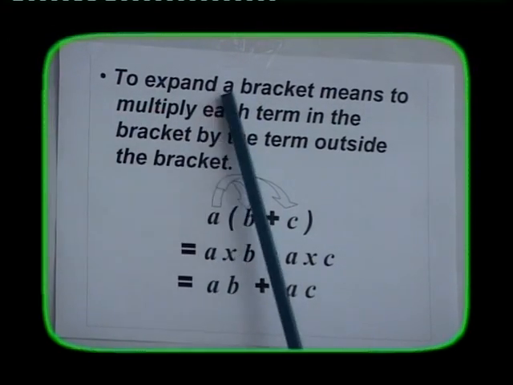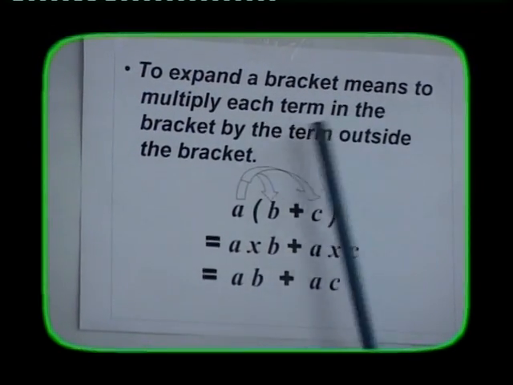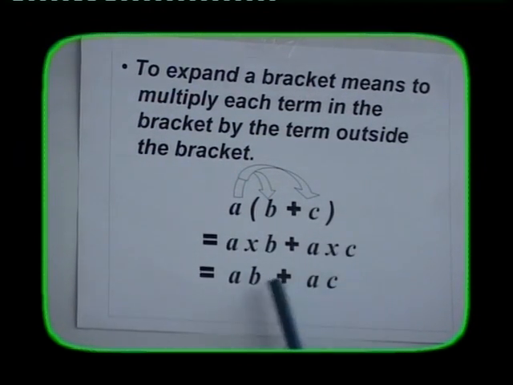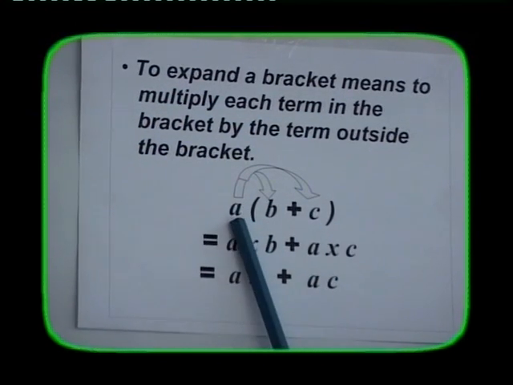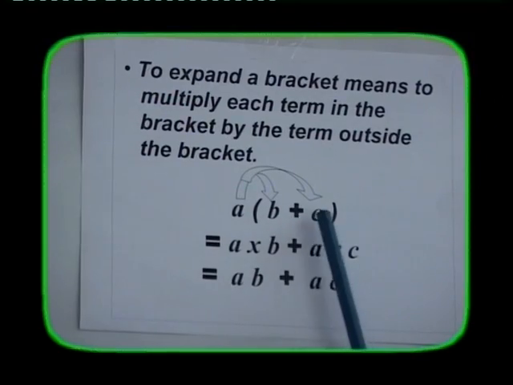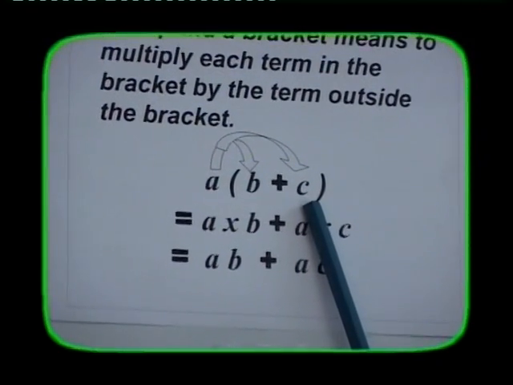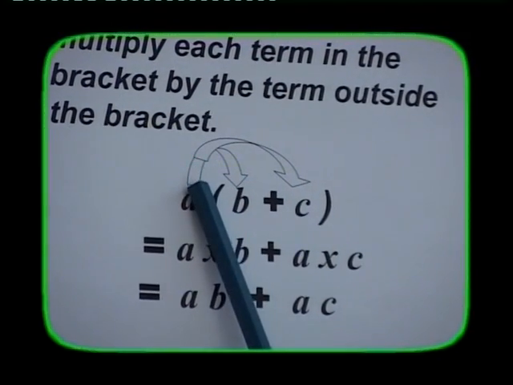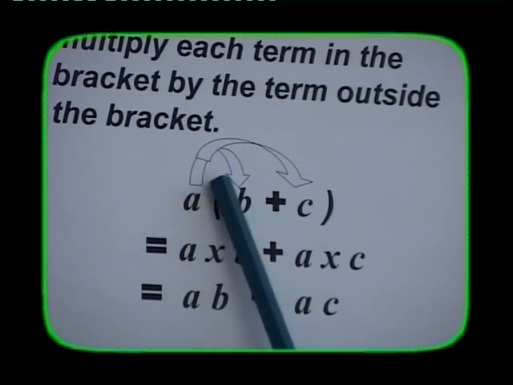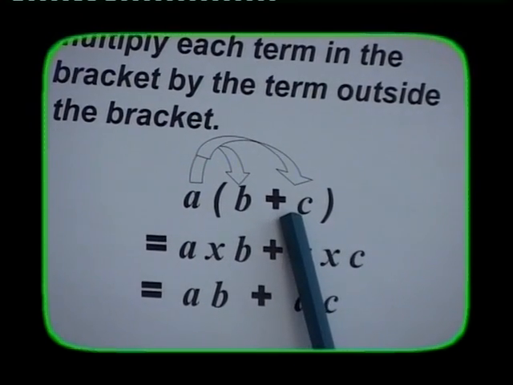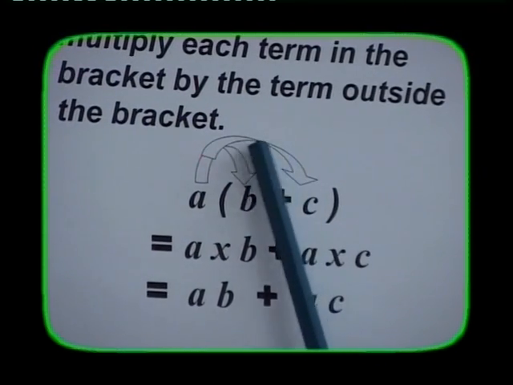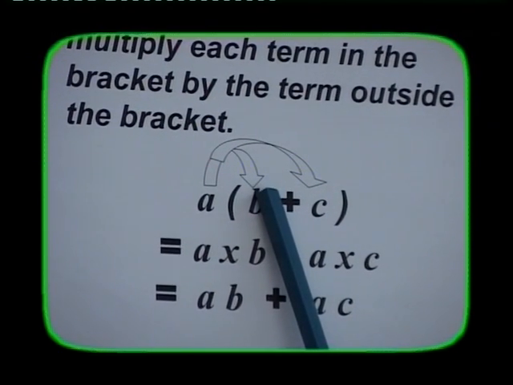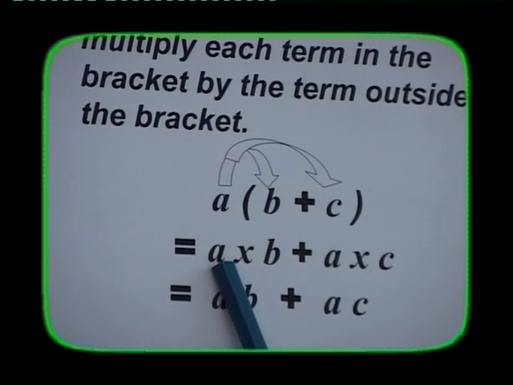To expand a bracket means to multiply each term in the bracket by the term outside the bracket. So this is what I have prepared using the pronumerals. A is outside the bracket, B plus C is inside the bracket. The paragraph that I have up the top here is referring to the arrows here. Every term inside the bracket must be multiplied by the term outside the bracket.